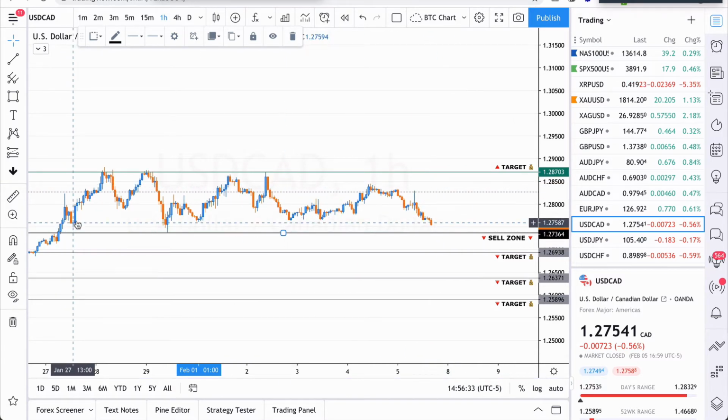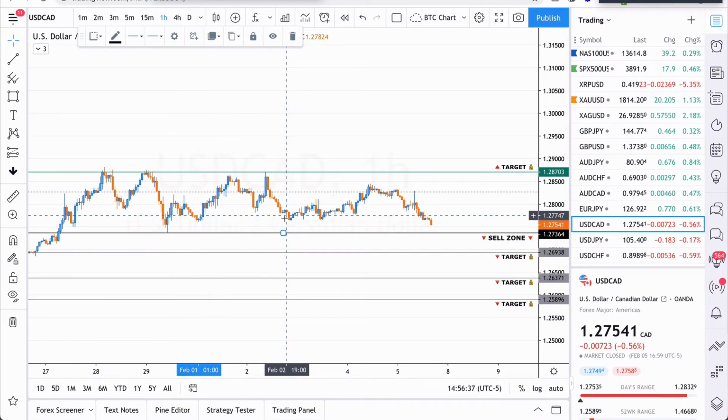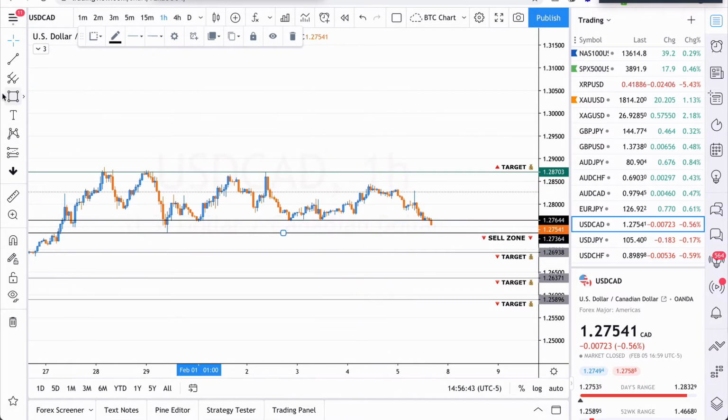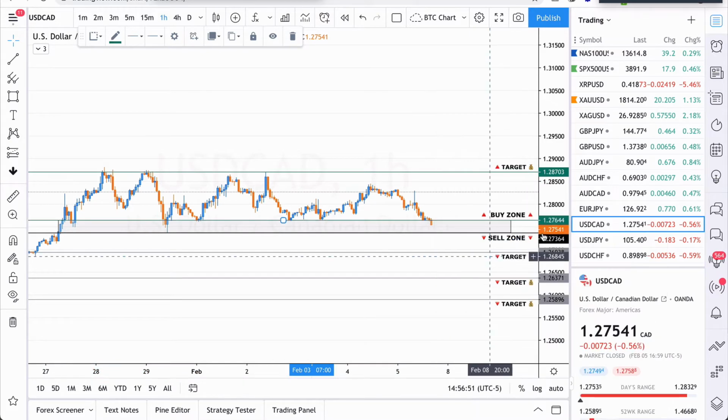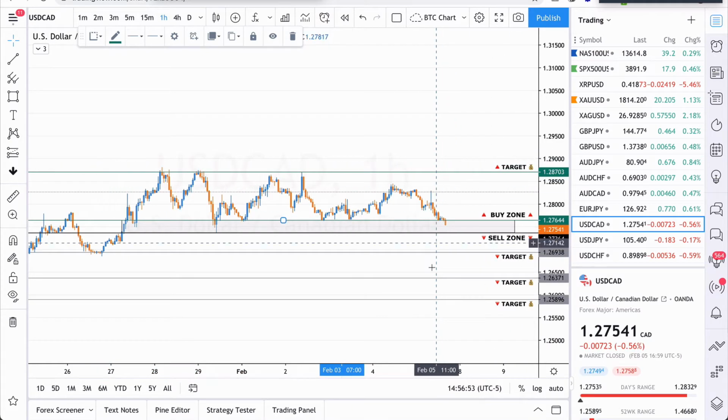Very simple. So buy zone. If you look, see this activity here, this was support, all of this. So right now, that is resistance. So this is what I like to call no man's land right here. This was a very simple markup.